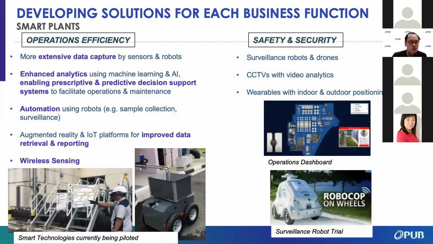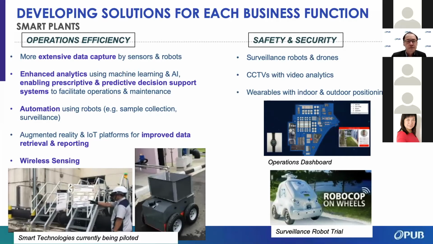I mentioned the use of robots, and this can be used for sample collection, it can be used for surveillance, and nowadays we're talking about wireless sensing as well. So that's on the operational efficiency side of the house. On the safety and security side of the house, we are using drones and robots for surveillance. We are trying to encourage smart wearables for our staff, so that if they get into trouble, we know that they are in trouble, and there's more pervasive use of CCTVs for video analytics.